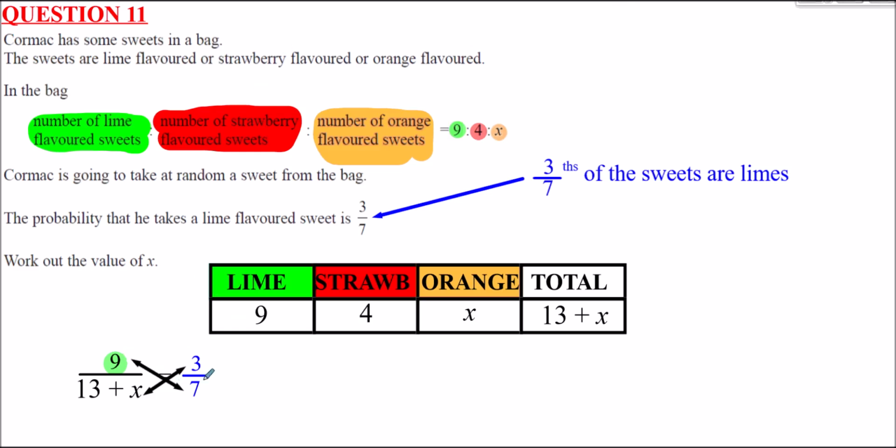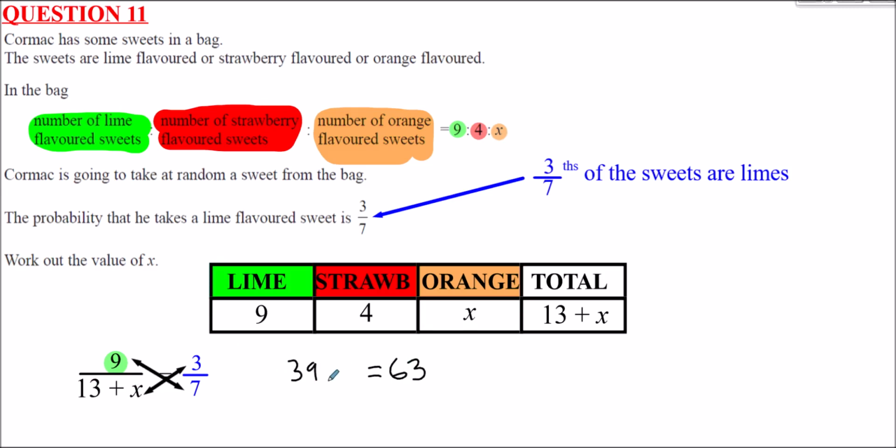So 9 times 7 is 63. So I can just write equals 63 on the side. And then 3 multiplied by 13 is 39. And 3 times the x is 3x. So we can now rearrange this and solve. We need to have x on its own. So if we take away 39 from both sides, we can see that 3x must equal 24. 63 take away 39 is 24.